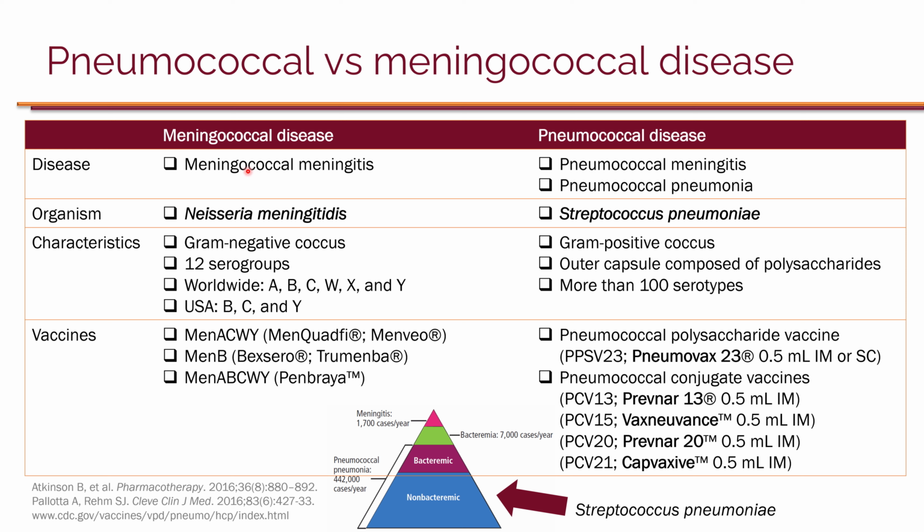Now, in contrast, we have meningococcal disease, which essentially means meningococcal meningitis, and this is due to the organism Neisseria meningitidis, which is a gram-negative coccus, so it's very different than Streptococcus pneumoniae. Similarly, because it has a capsule, there are different serogroups. There are 12 serogroups that are known. Worldwide, serogroups A, B, C, W, X, and Y cause invasive disease, whereas in the US it is more likely to be serogroup B, C, and Y.